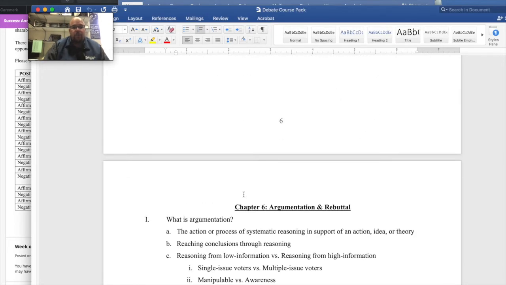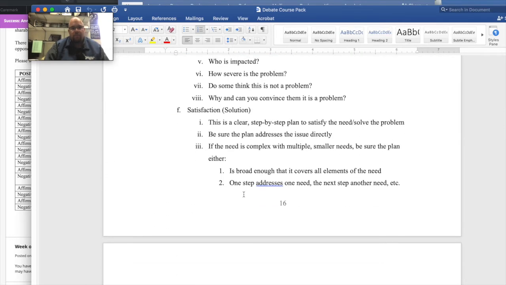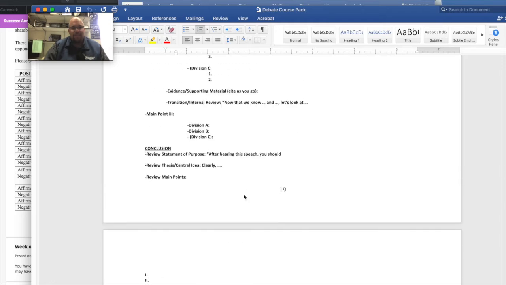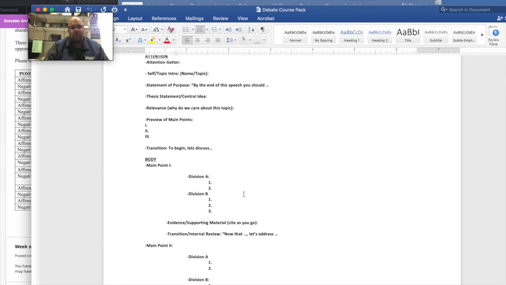Now, in our course pack, there is this outline. It says Monroe's motivated sequence outline, but one thing that you can be sure of is that this will work for any debate. I think I've mentioned that in the previous video. And so I'll show you how you can do that here. So for an attention getter, if you remember when we talked about persuasion, we can use a statistic, but we would have to cite that. So let's use a story.